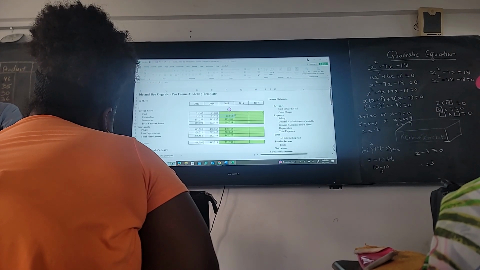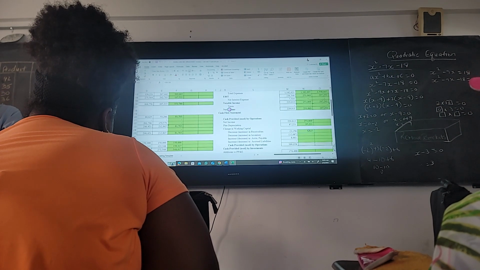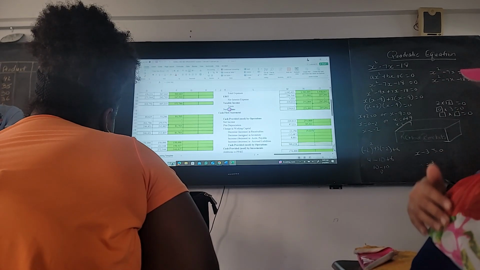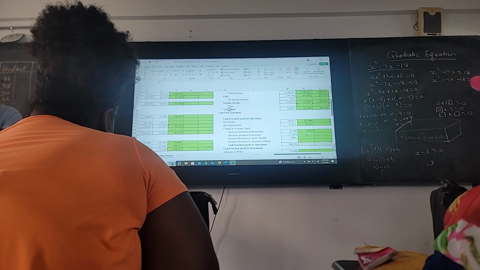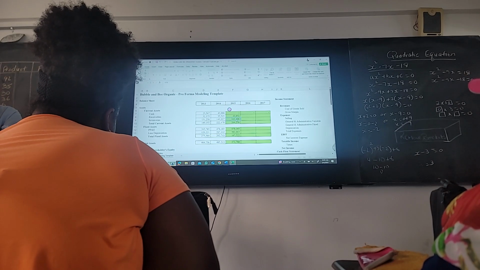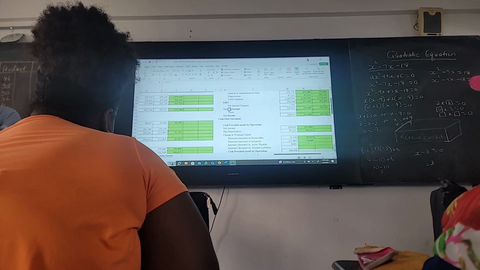So what's the change in receivables? New minus old. What happened to your receivables? It went up, so it's a negative. Put that in brackets as a negative. Inventory. What happened to your inventory? Increase. New minus old. So your inventory went up by 19,649, which is really a use of cash.